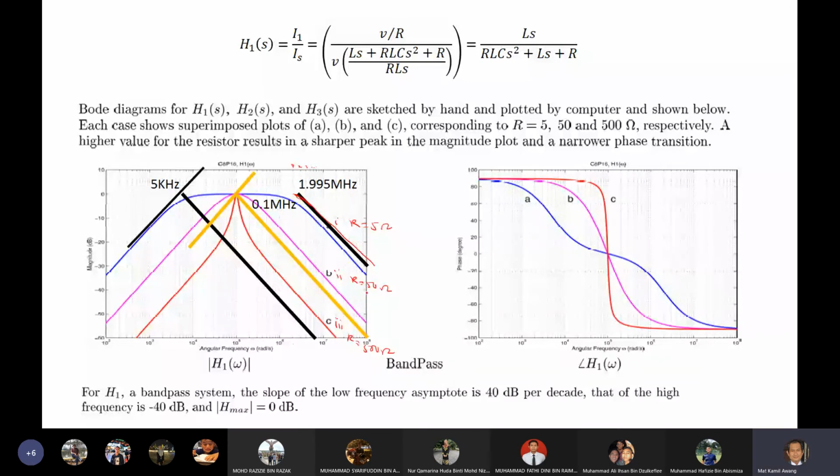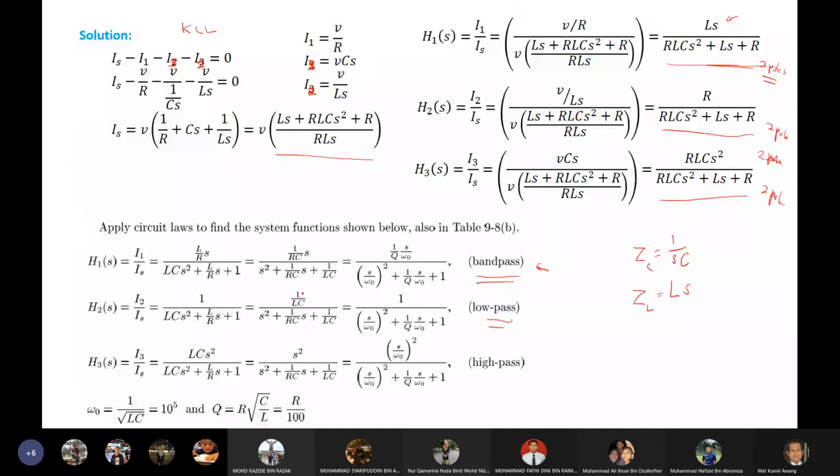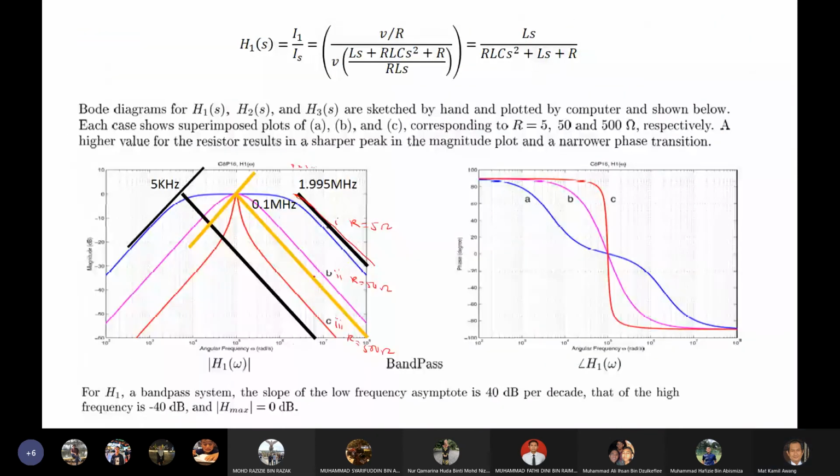For R equal to 50, from your calculation, you get 2 poles at 0.1 megahertz. And you have 1 zero. So this is the orange one, the asymptotic line. So you get the 1 zero, and you have 2 poles here. So you get this shape.